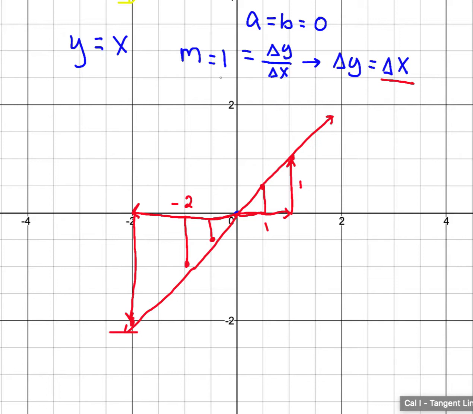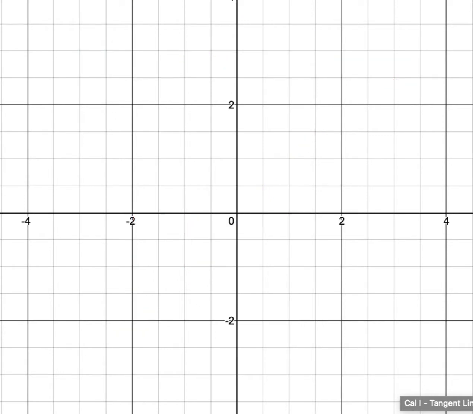So there we go. We have the simplest example, y equals x, in which the origin, (0, 0), is a point on the line, and the slope gives the direction to get to any other point. Okay, so let's remove that equation and try another one.